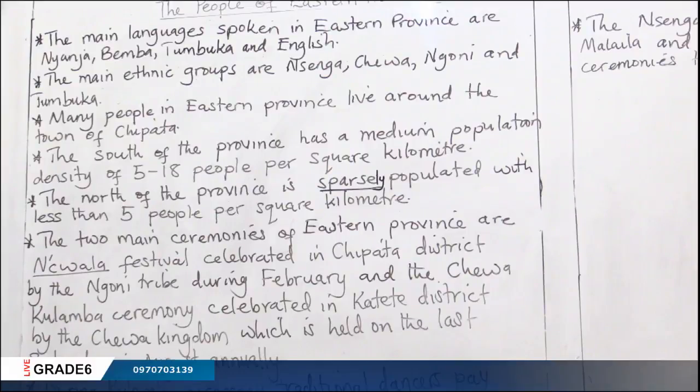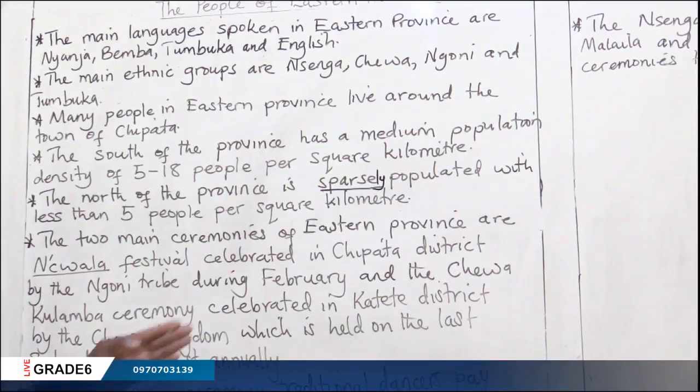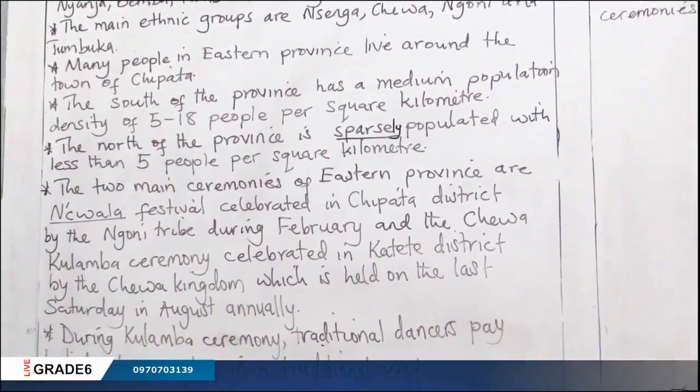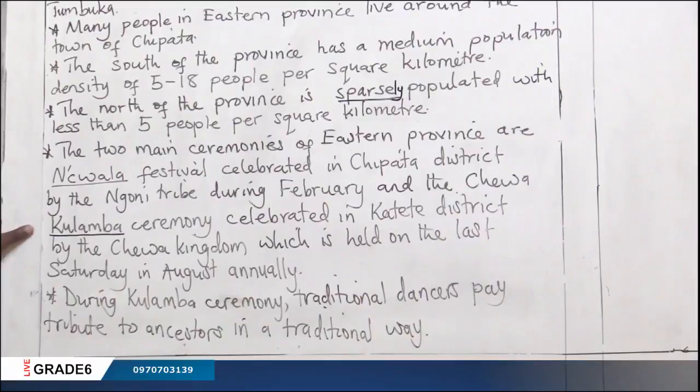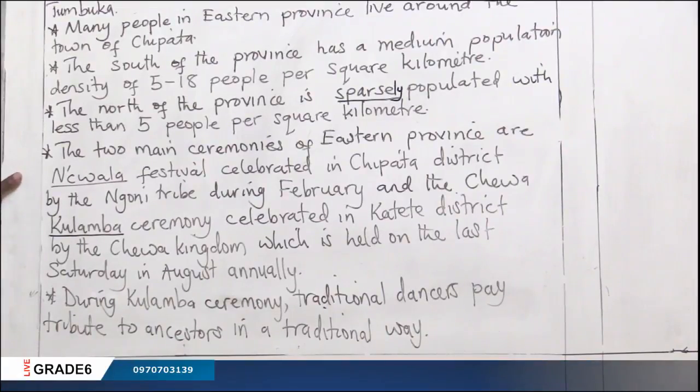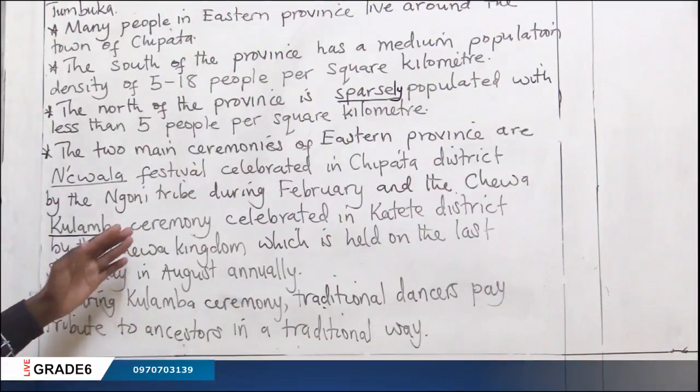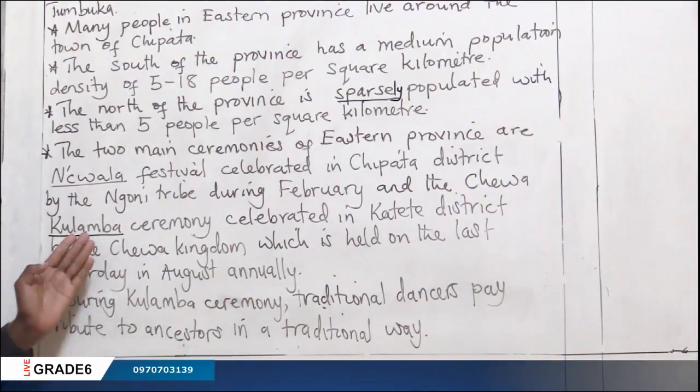Boys and girls, you must understand that the two main ceremonies of Eastern Province are the Nkwala Festival, celebrated in Chipata district by the Ngoni tribe during February, and the Chewa Kulamba ceremony. The Ngonis celebrate a ceremony called Nkwala, whereas the Chewas celebrate a ceremony called Kulamba.